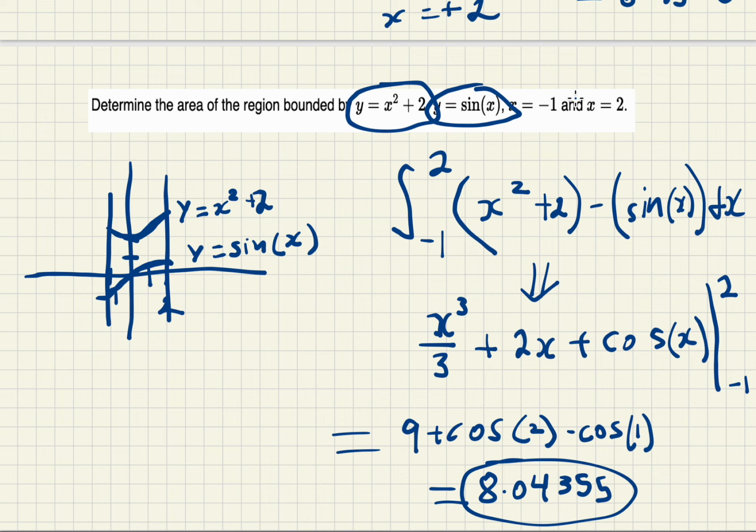So that is our answer for the area of the region bounded by these equations. And x equals negative 1 and x equals 2 are our bounds. If we didn't have x equals negative 1 or x equals 2, then this area would be infinite. It would keep going on either side. So these bounds help us identify exactly what area we're calculating.